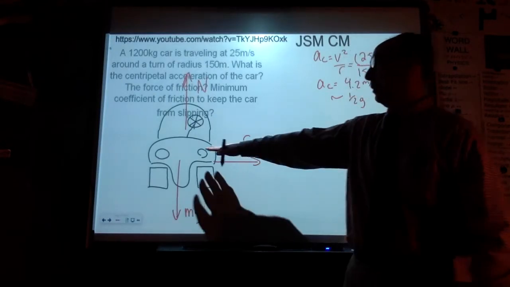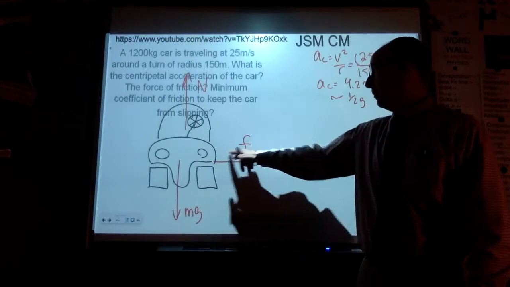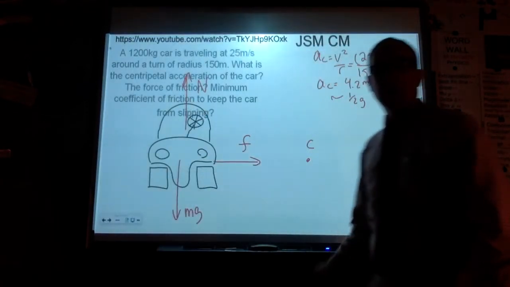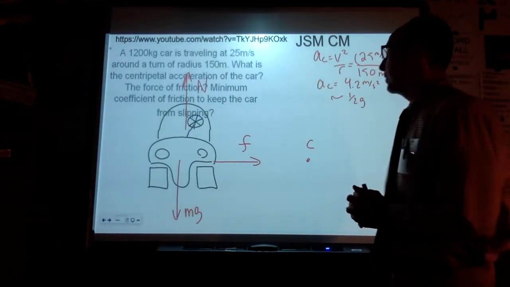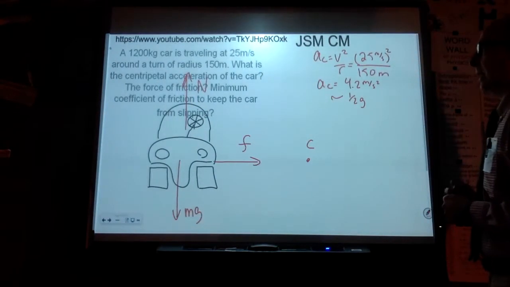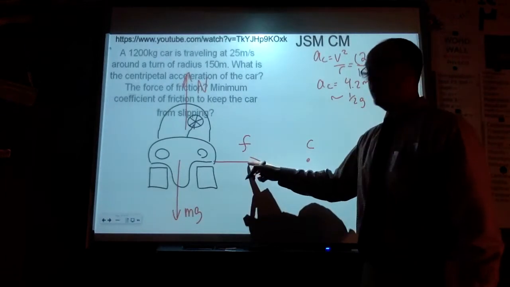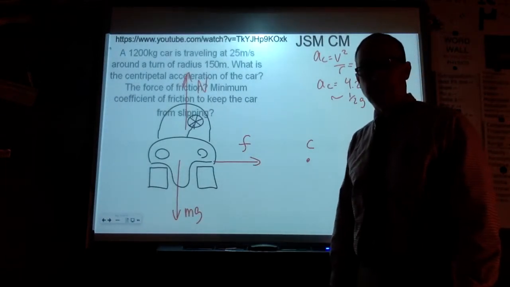We left off with the car turning and a free body diagram that has been drawn with the friction going towards our center, weight going down, normal going up. We have already solved for the centripetal acceleration. All right, so it asks for what our force of friction is. So friction in our picture is our centripetal force in this case.